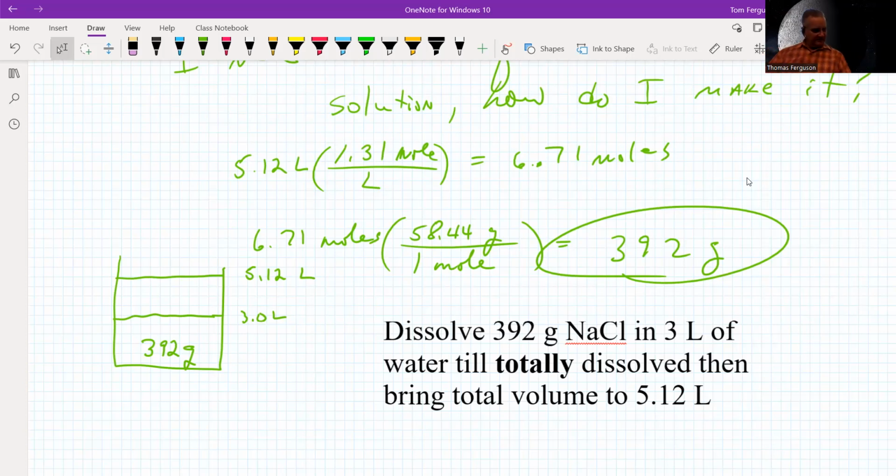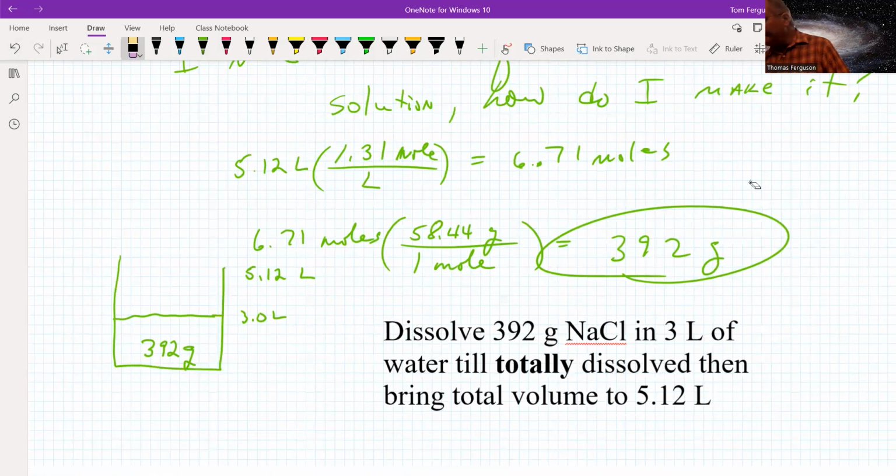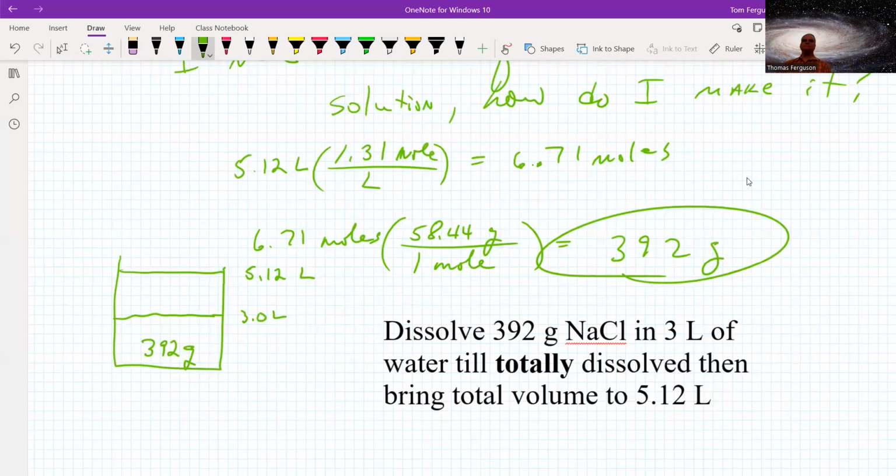So we looked at this. So we throw in 392 grams of solute, sodium chloride, in this 3 liters or 4 liters or 5.0 liters or 1 liter, as long as it's less than 512. Totally get it dissolved. Then we bring the final volume up to 512. That will be one of Friday's questions, guaranteed.